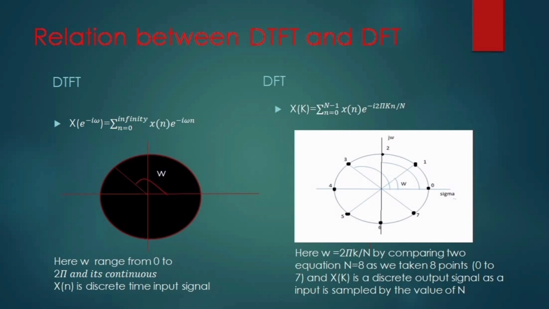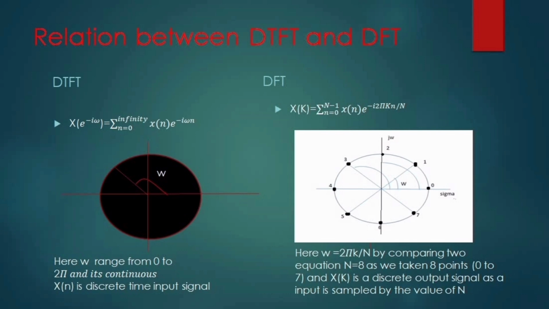Whereas the DFT is represented as capital X of k, which is equal to summation n equals 0 to N minus 1. So DFT is nothing but a sampled version of DTFT. X of n e power minus j, and instead of omega I am going to substitute 2 pi k divided by N into n. So here the omega value is nothing but 2 pi k divided by N.